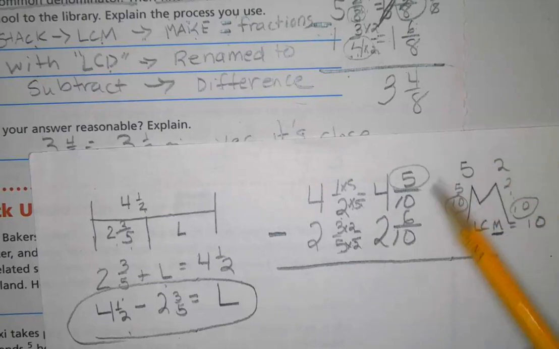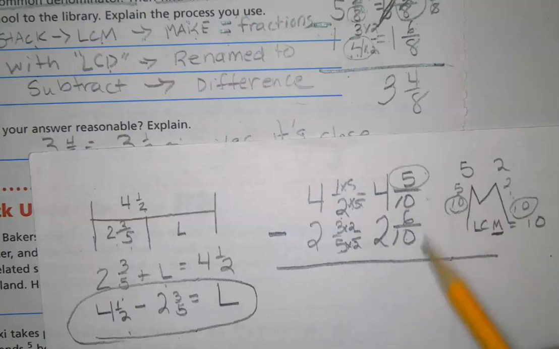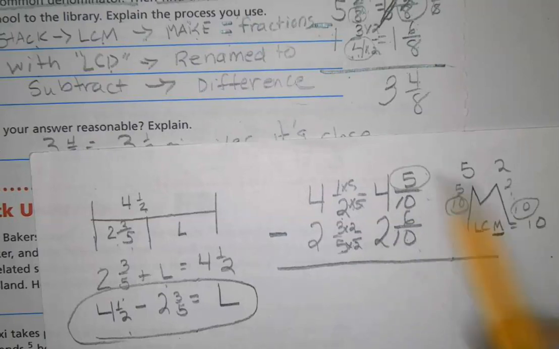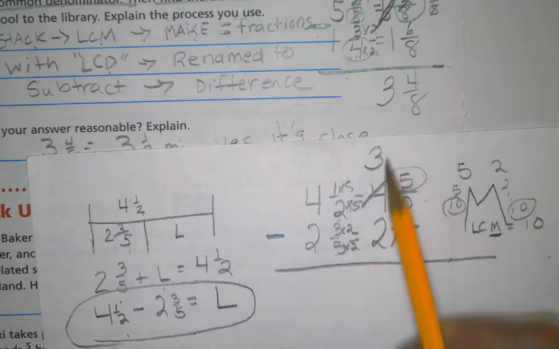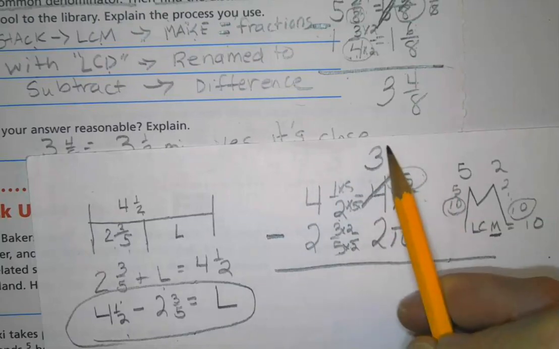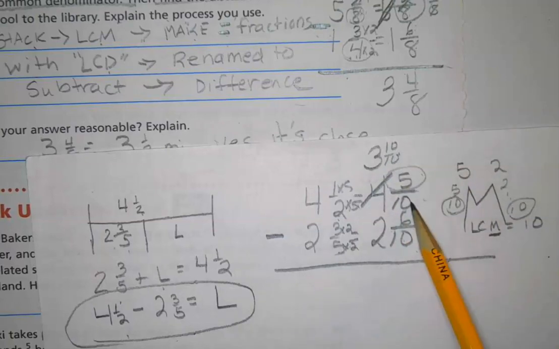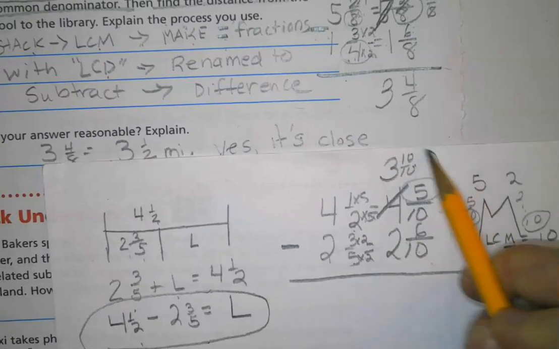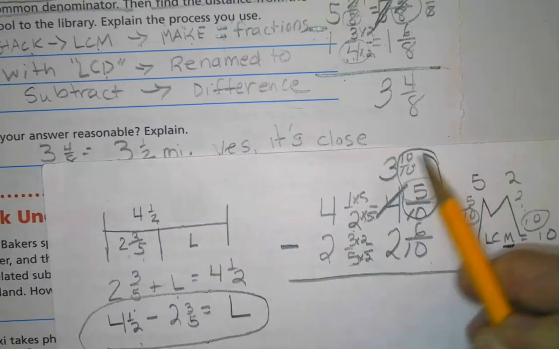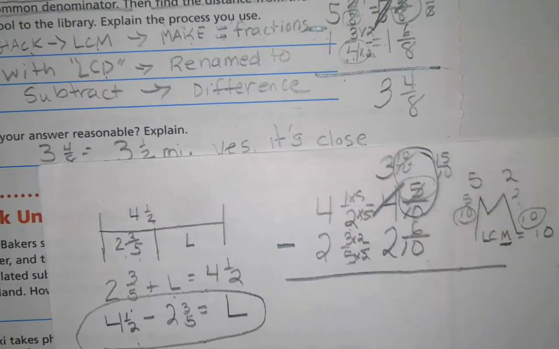Now I need to subtract. However, 5/10 is not enough to take away 6/10. So I'm going to have to regroup. I'm going to mark out my 4, and I'm going to leave 3 of the 1s, and change that 1 that I'm taking away from it into 10/10. I made it 10/10 so I can add it to this. So now this can borrow the 10/10. 10/10 plus 5/10 is 15/10. Now it's large enough to subtract.